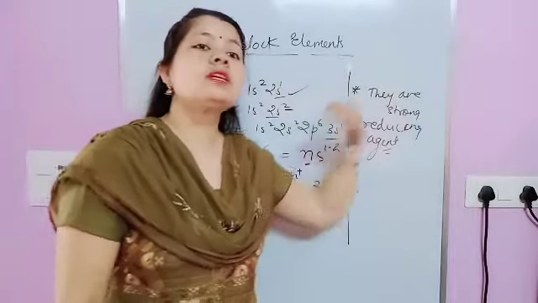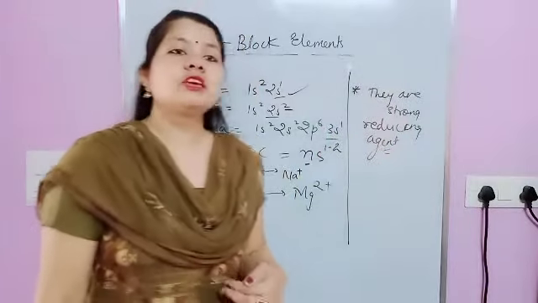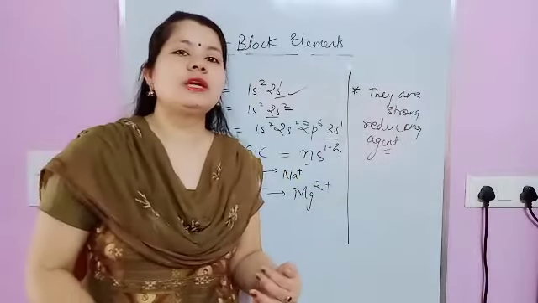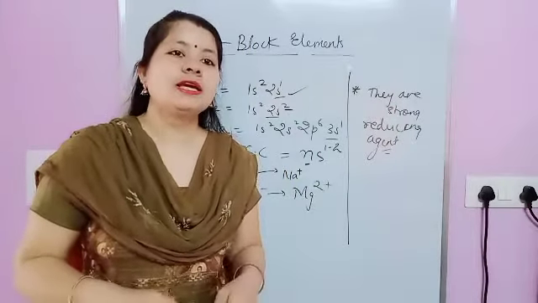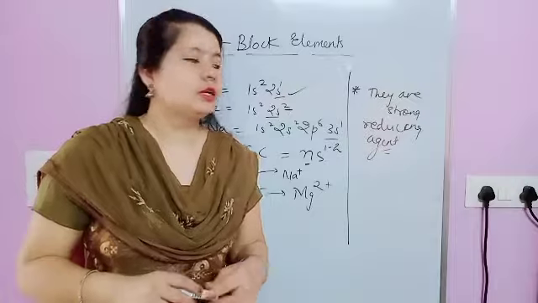So maybe a reasoning question is there: why can first group and second group elements not be obtained by chemical reduction? That is the method.